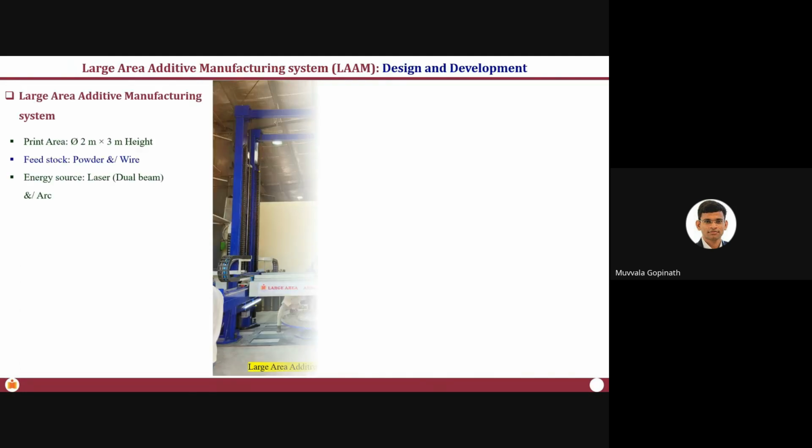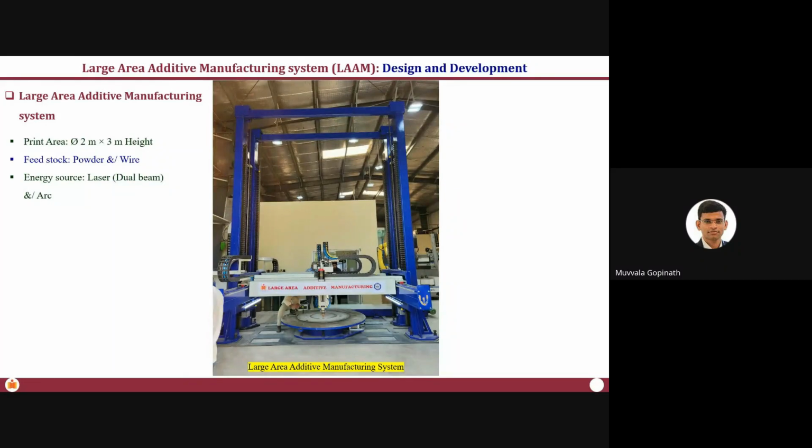Now, this is what the system which we developed looks like, because like I said, we are looking at bigger components like rocket fuel tanks and rocket engines. This system, which we developed with funding from DRDO, we named the Large Area Additive Manufacturing System, LAM. You can see there are people working on it. This particular system can build a component of the order of 2 meters in diameter and 3 meters in height. You can just imagine what kind of component we are talking about.